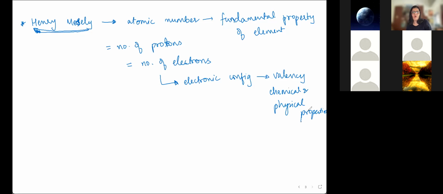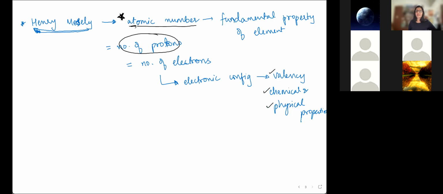Okay. And all of this you can see is coming from, so valency is decided by the electronic configuration, which is decided by the number of electrons. And how do you know the number of electrons? It should be equal to the number of protons, which is basically your atomic number. So your atomic number is the one that's basically controlling or deciding all of the element ka physical and chemical properties. So purely on the basis of atomic number only, the fate of that particular element is decided.